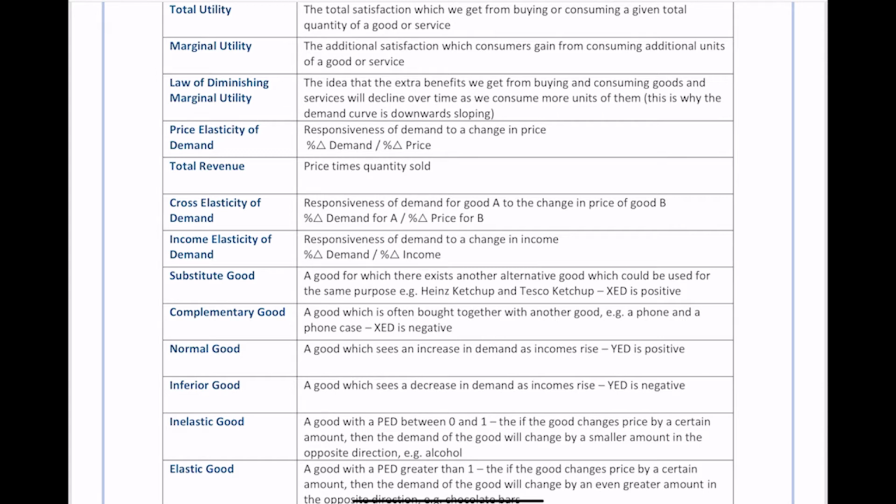Total revenue is one of the easiest definitions in this chapter. Total revenue is just the price times the quantity sold. So it's a pretty easy one to do.